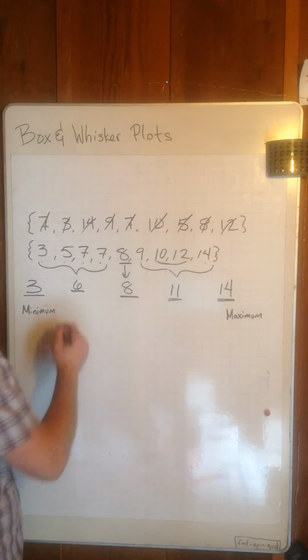Now, what I need to do is take that information, those values that I've figured out, the minimum, the Q1, Q2, Q3 values, and the maximum, and put them into a graph that goes onto a number line. So here's what it's going to look like. Here's our number line. And my minimum value is 3, my maximum value is 14, so why don't I just start at 1 and go all the way up to 15.